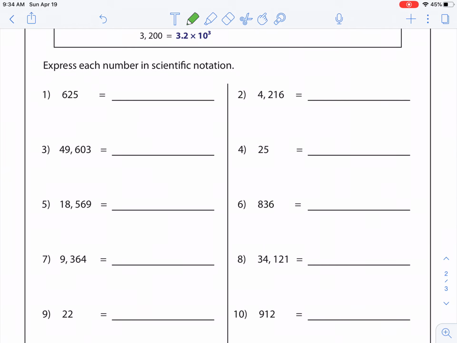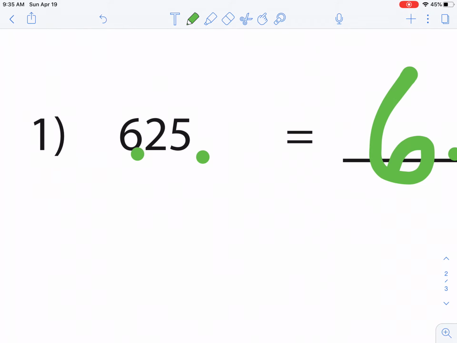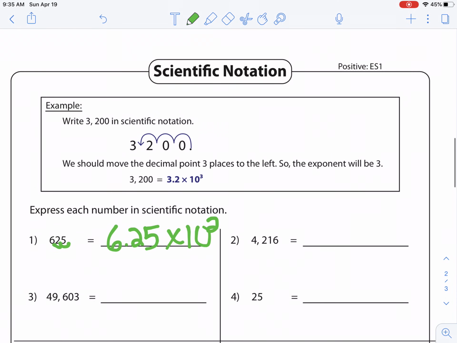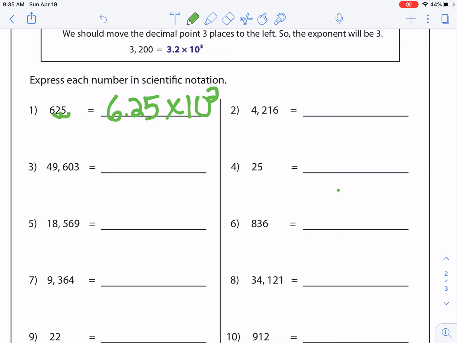So the first one is 625. Well, we do know how to read that number, but they want us to express it in scientific notation. So if my decimal point's behind the 5, and I want to make it so that it's between the 6 and the 2, I would get this times 10 to the, what do you think? How many decimal places did I have to move that? So from the end here, 1, 2. So it'd be times 10 to the second power. Let's look at another one. Let's look at number 3.